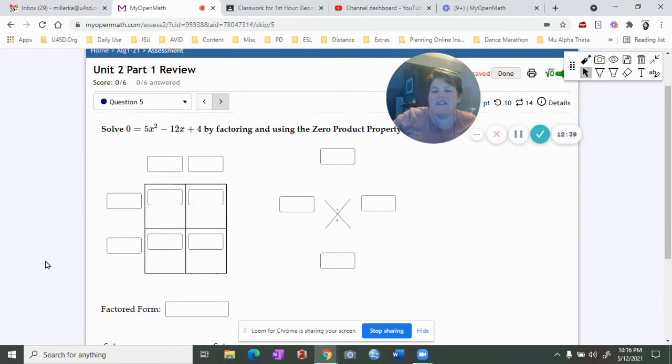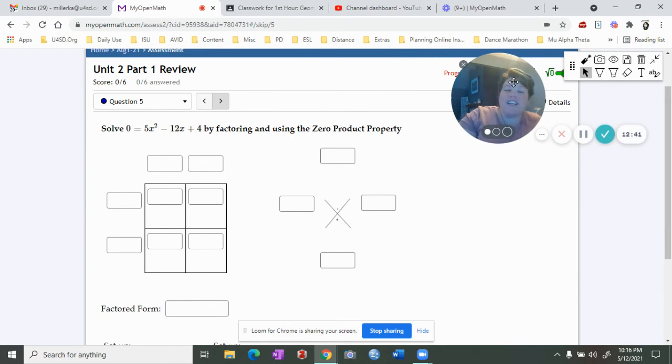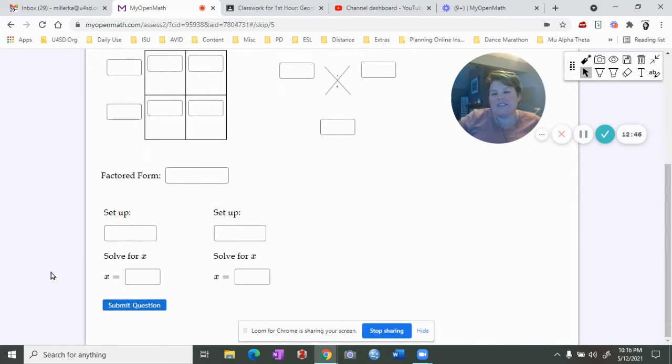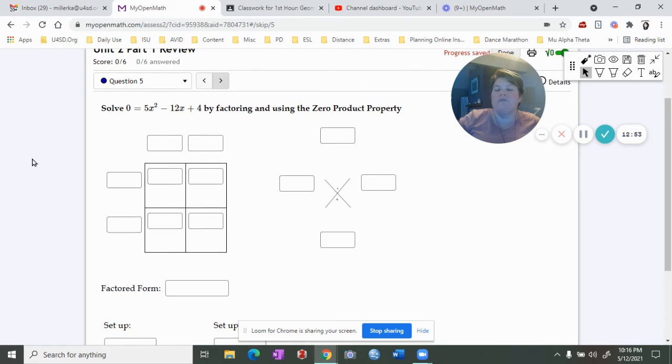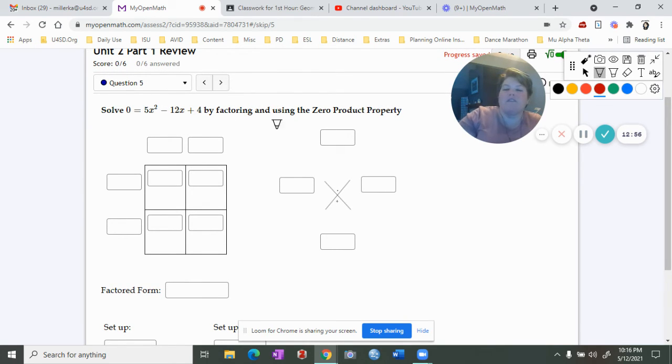Question 5, solve. Factor first and then solve using the zero product property. Okay, so this here is just like the previous question. This here is like the 2 before that. So I'm going to start with my first and my last. So I have 4 here, 5x squared here. Multiply them together to get 20x squared at the top of my diamond. And then negative 12x is my sum.